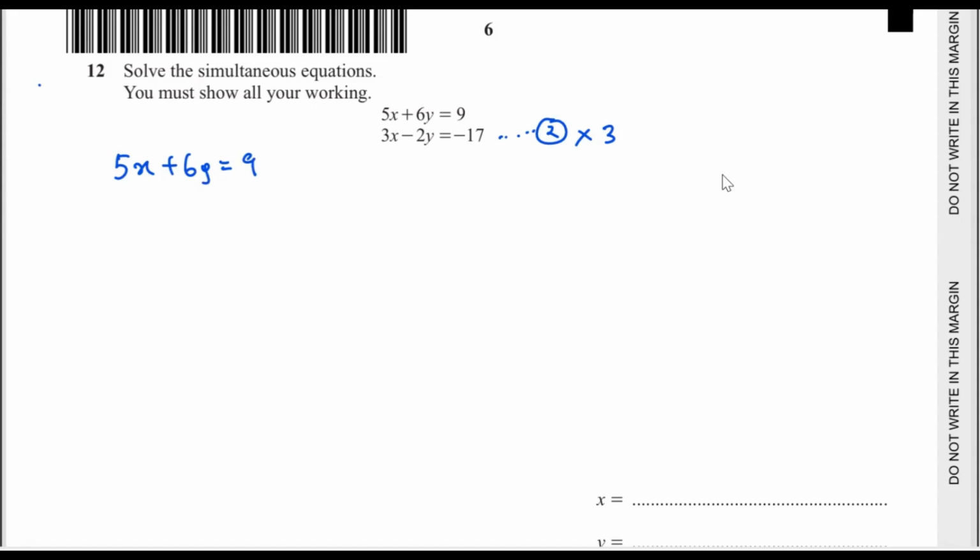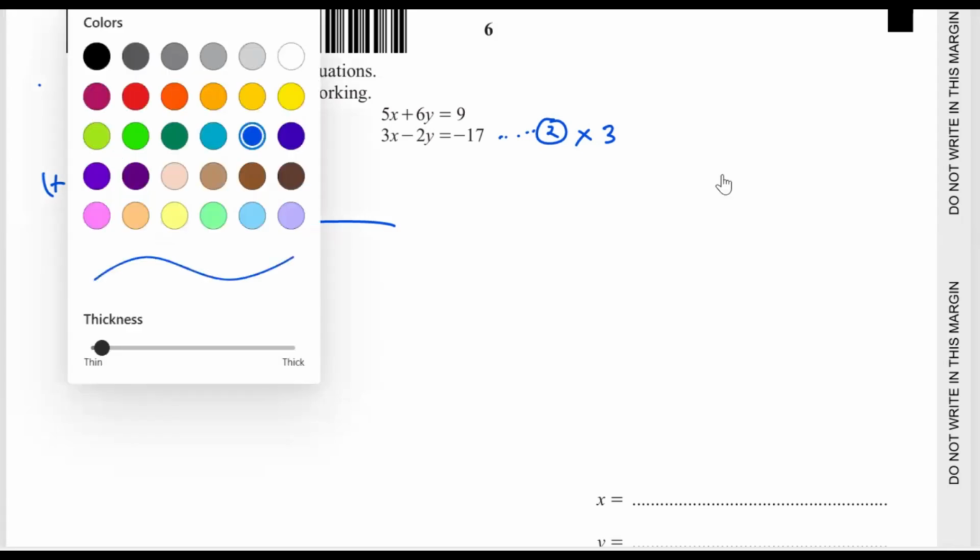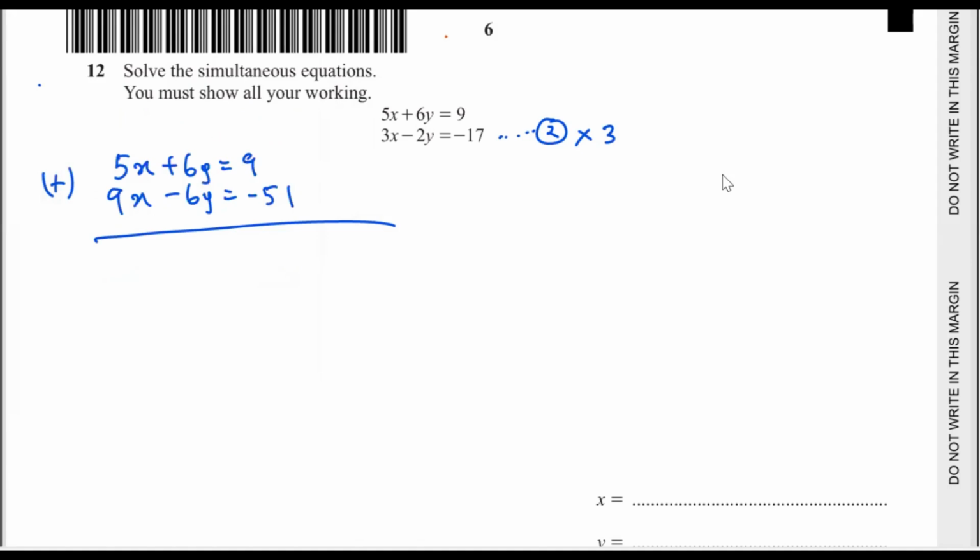Second equation, I multiply by 3, I'm going to get 9x. Multiply minus 2y by 3, you're going to get minus 6y. Multiply minus 17 by 3, you have minus 51. So I will add so that I can eliminate this. If I add, of course, this is going to be eliminated right away.